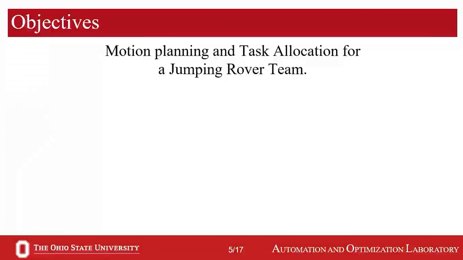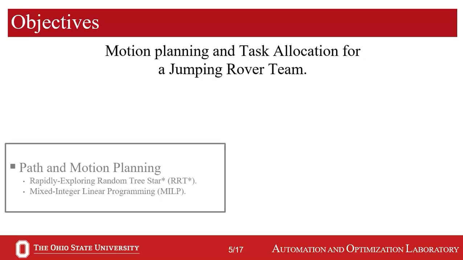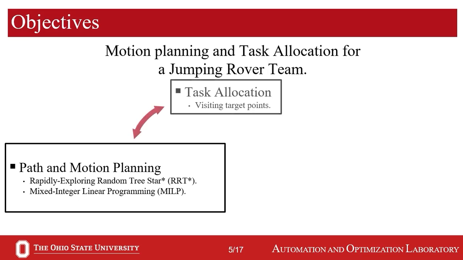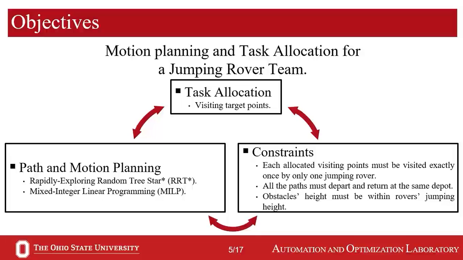In order to perform motion planning and task allocation for a team of jumping rovers, a path planning tool called Refined Rapidly Exploring Random Tree Star (RRT*), which was developed specifically for motion planning of a jumping rover, will be used to plan paths between any two targets. Then mixed integer linear programming (MILP) will be used to allocate tasks like visiting target points to a jumping rover team with a given objective function and several mathematical constraints that will be discussed in later slides.